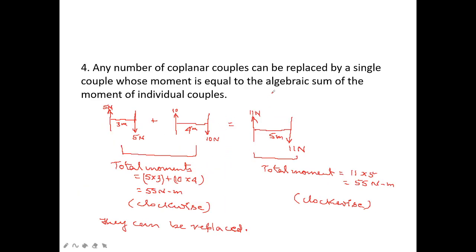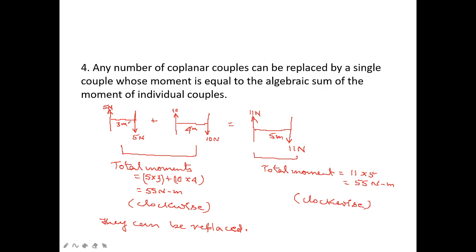Any number of coplanar couples can be replaced by a single couple whose moment is equal to the algebraic sum of moments of individual couples. In the figure, you can see there are three couples. Now, the sum of moments of these two couples is equal to the moment of this couple, then these two couples can be replaced by this couple, provided the sense of all the three couples are equal.